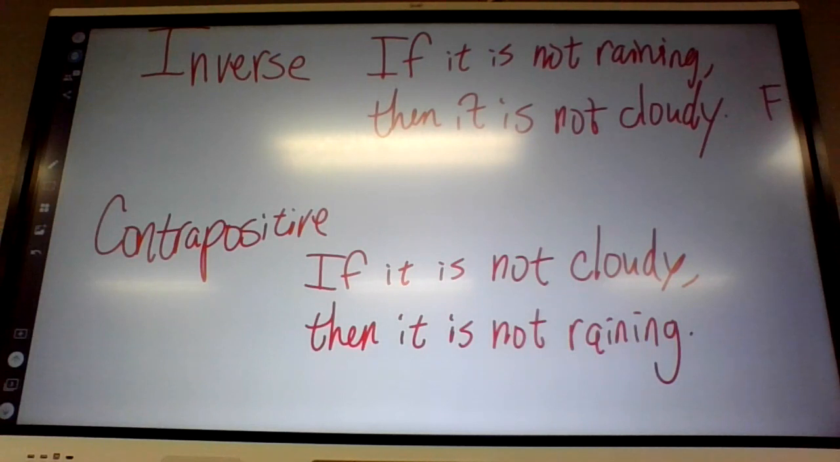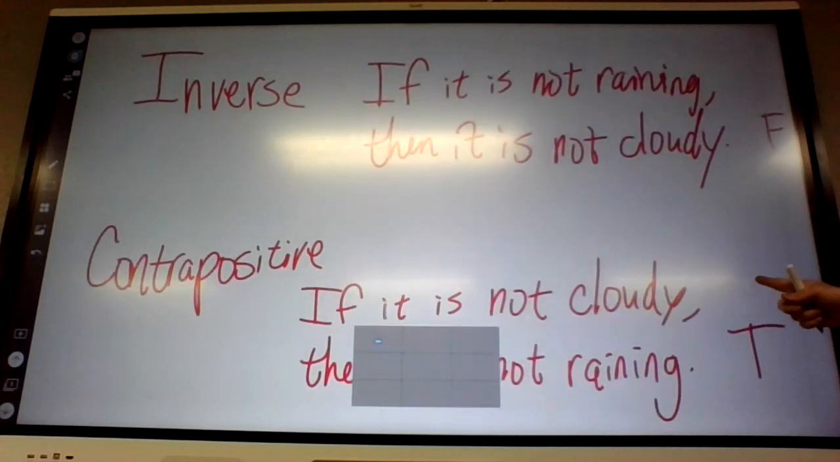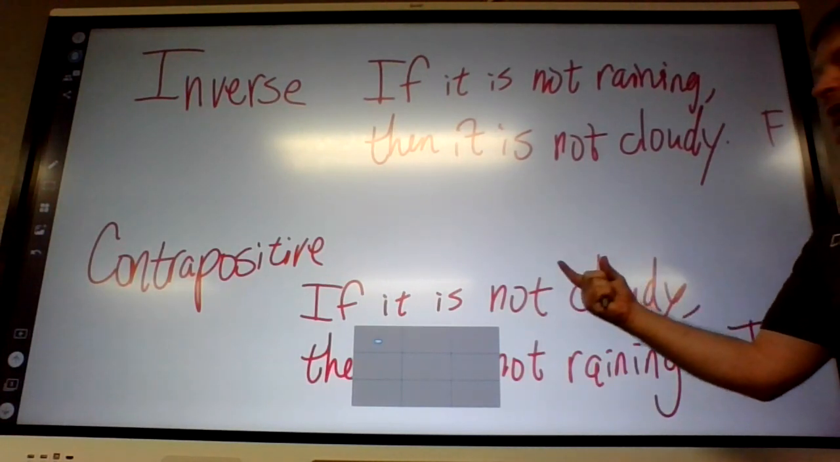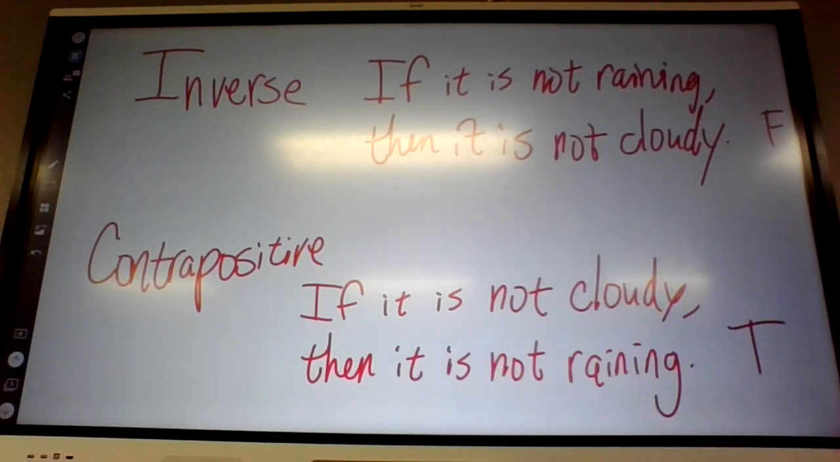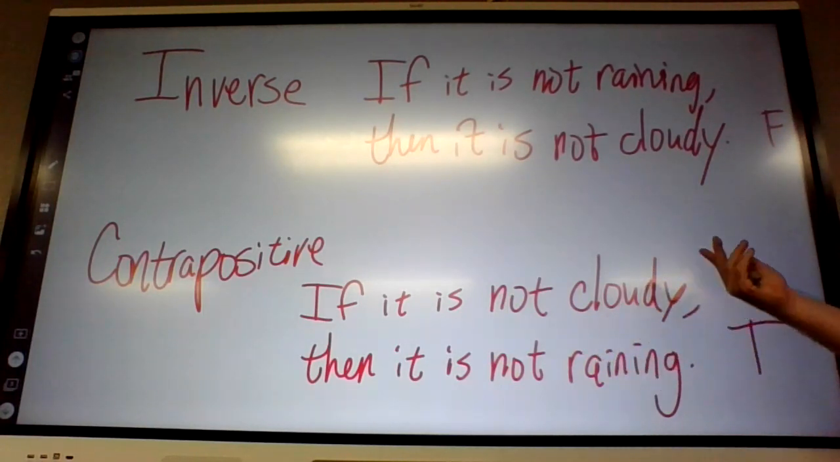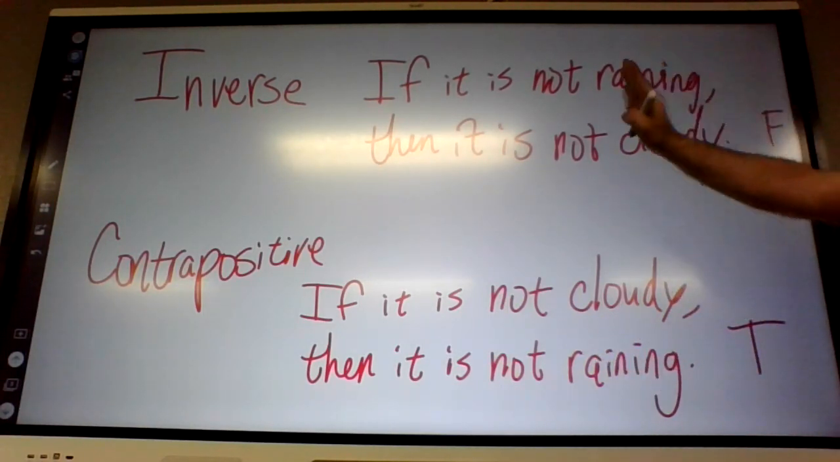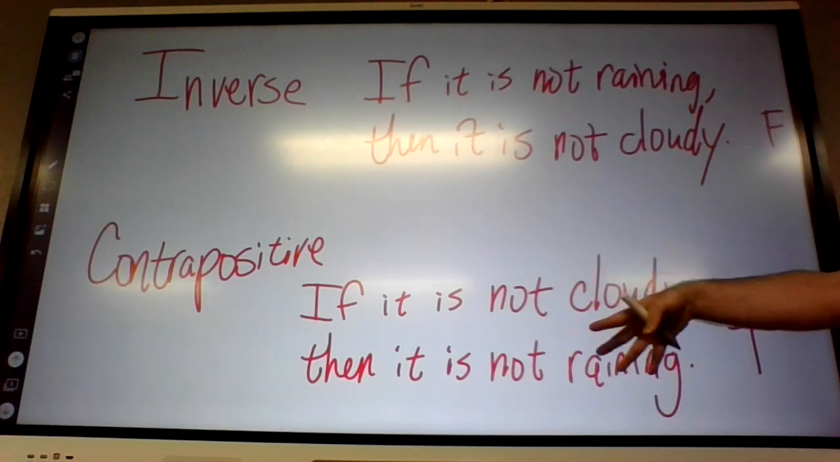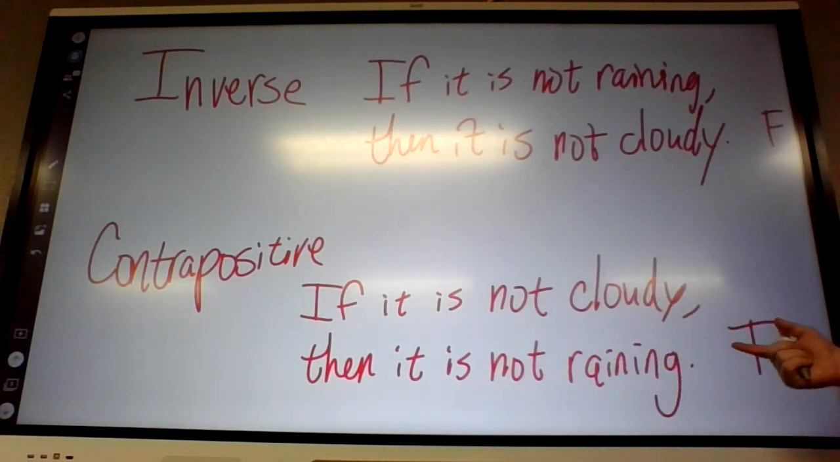If it's not cloudy, so if it's sunny, then it is not raining. True. So it turns out that the original statement and the contrapositive are logically equivalent. So if the original statement is true, this is going to be true. Or if the original statement was false, this would be false. They're saying the same thing, just in a different way.